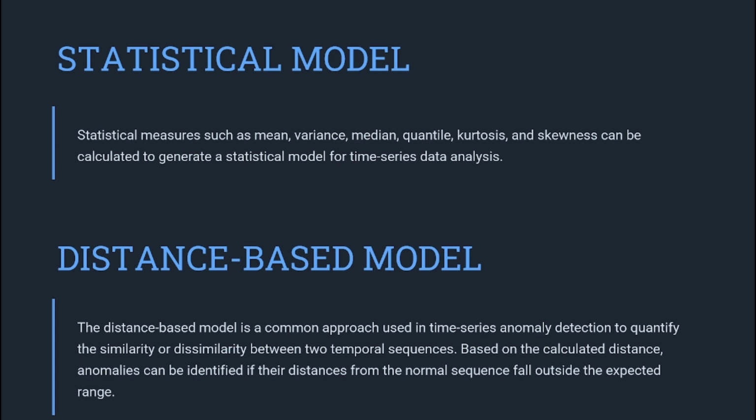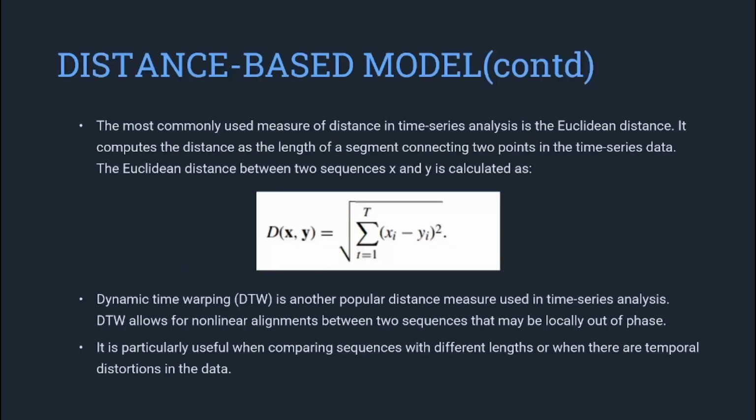Also, distance-based models are a common approach used in time series anomaly detection to quantify the similarity or dissimilarity between two temporal sequences. Based on calculated distance, anomalies can be identified if the distances from the normal sequence fall outside the expected range. How can we use a distance-based model? The most commonly used measure for distance in time series analysis is the Euclidean distance. It computes the distance as the length of the segment connecting two points in the time series data.